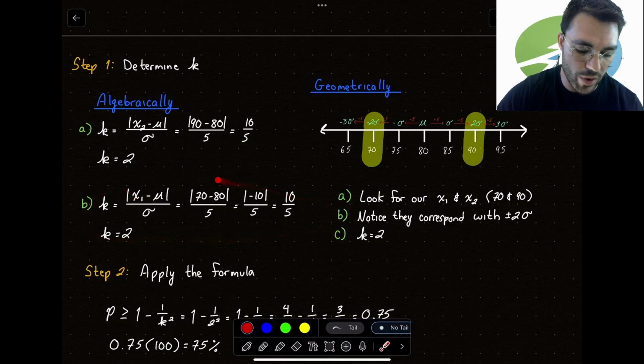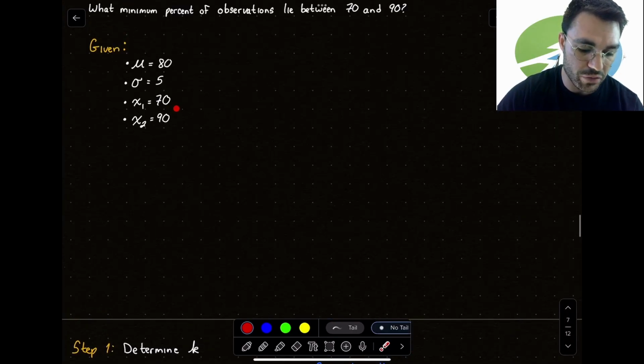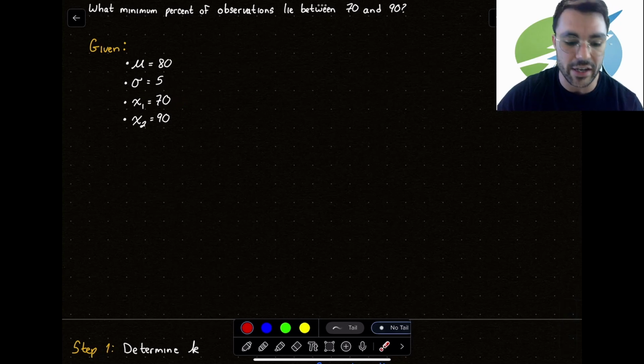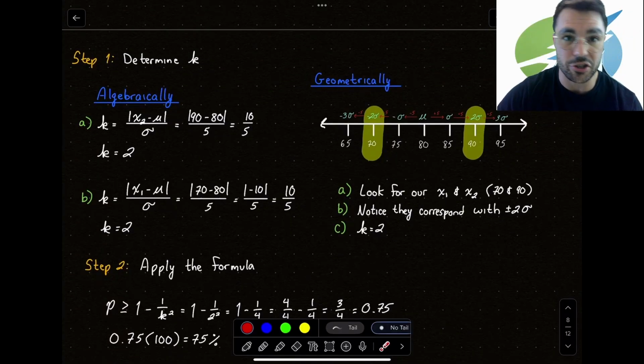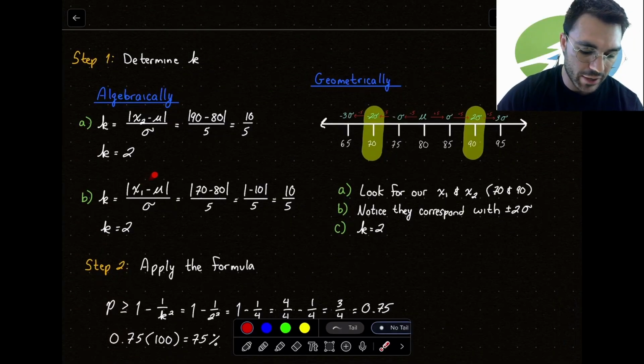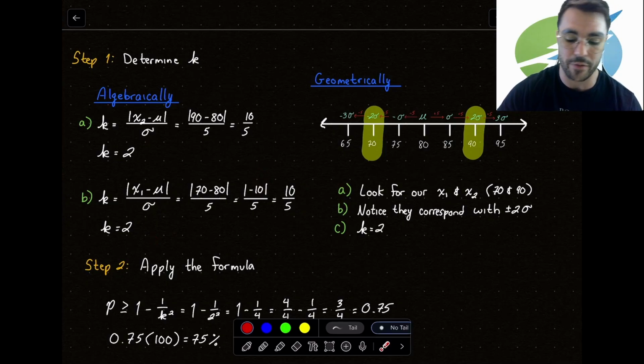The second way I do it algebraically, I use our smaller x value, which is x sub 1. I do this again just to show what happens when we get a negative. The absolute value of x sub 1 minus mu over standard deviation is the absolute value of 70 minus 80 over 5, which is negative 10 over 5. The absolute value of negative 10 is a positive 10, 10 over 5, 2. We get the same answer both times. So with these two different ways, we found k.